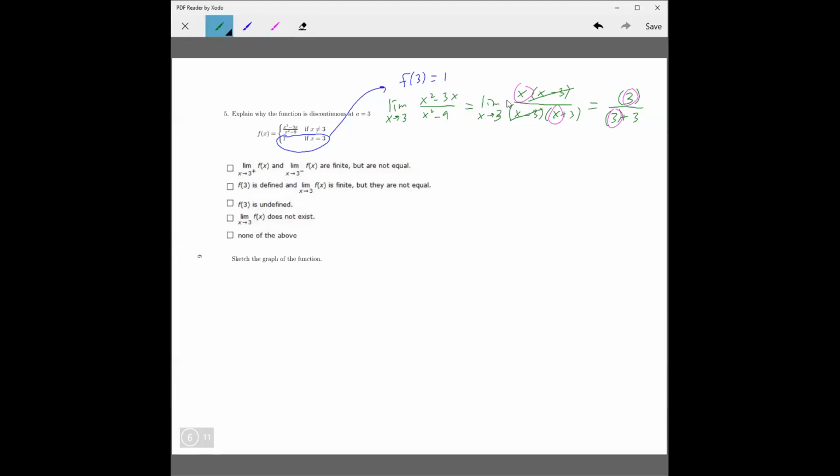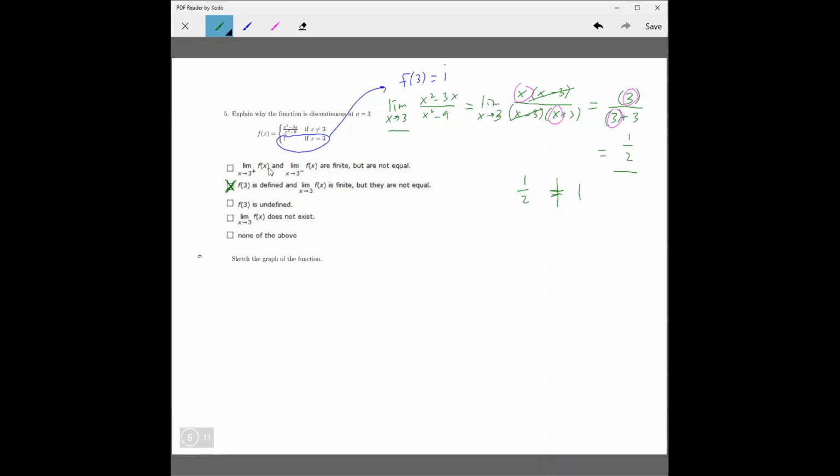And that is going to be 1/2 in the end. Okay, so the limit is 1/2, but the function value is 1. So 1/2 is not equal to 1. That means that the limit as x approaches 3 of this is not equal to f of 3. So we're in this case right here where they're both defined, but they're not equal.